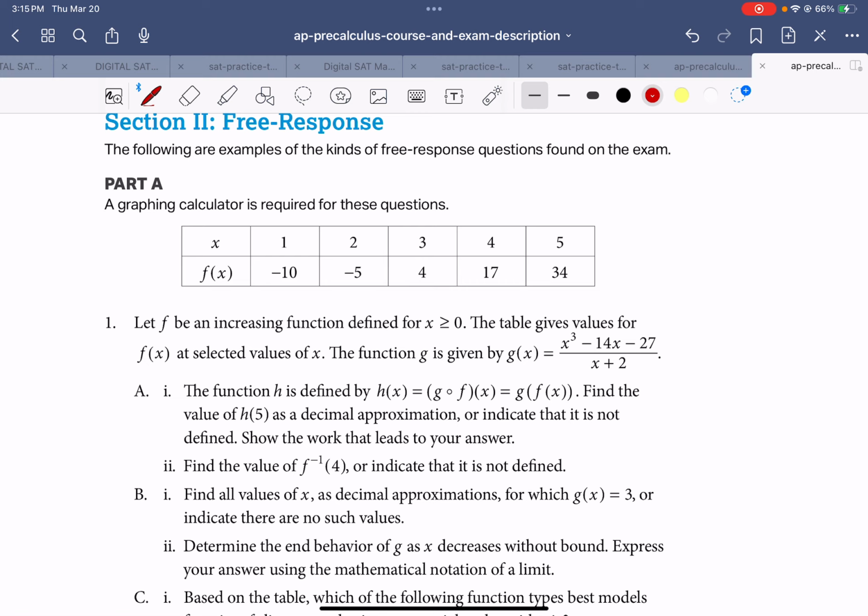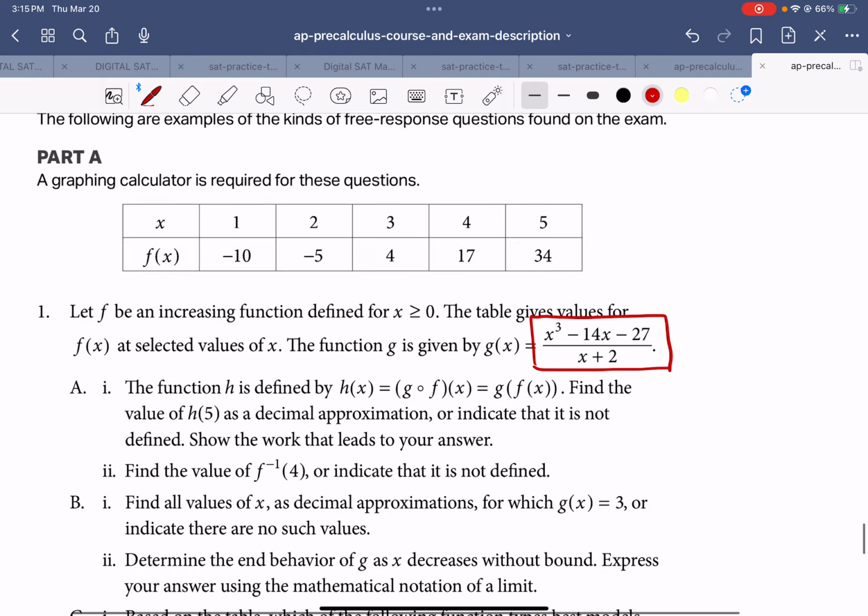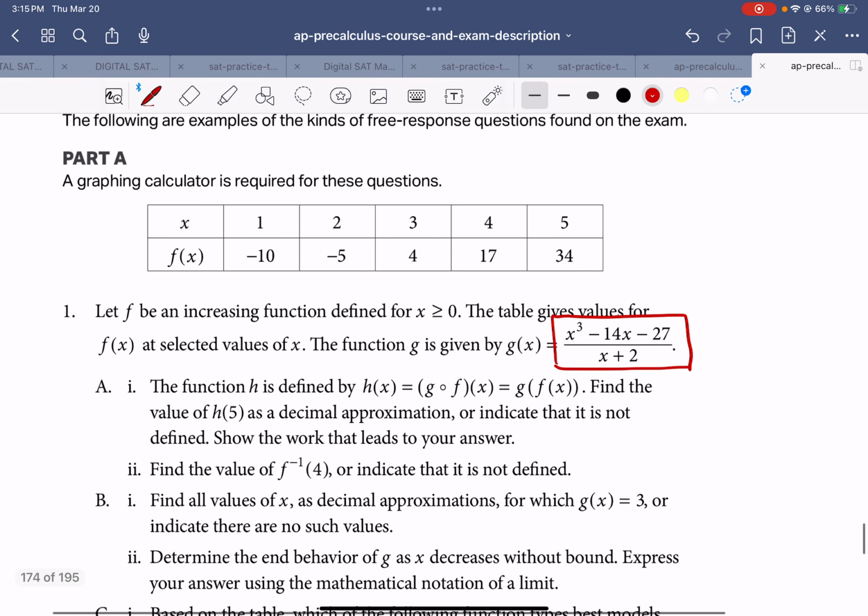The function g is given by right here. So for the function g of x, they give you a function equation, and for f of x, we don't have a function, but we have selected values like that. Now, first one, the function h is defined as h of x equals g composite f of x, or you can say g of f of x. Find the value of h of 5 as a decimal approximation, or indicate that it is not defined. Show the work that leads to your answer.